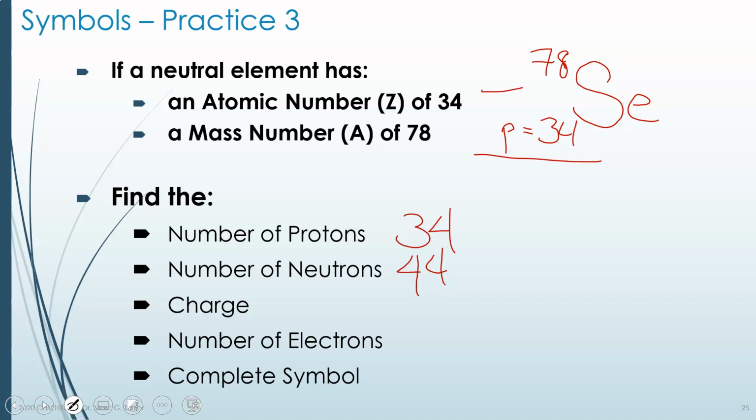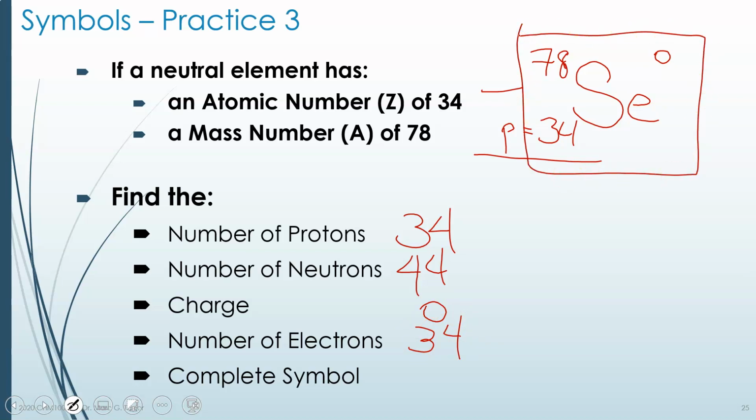The charge, well, nobody set a charge, so you assume it's 0, and therefore you know the number of protons is the same as the number of electrons. And the complete symbol would be right here. And you don't need to put the charge there since it's 0. You could simply put this symbol here to represent your isotope. And in this case, since the charge is 0, this isotope happens to be an atom.